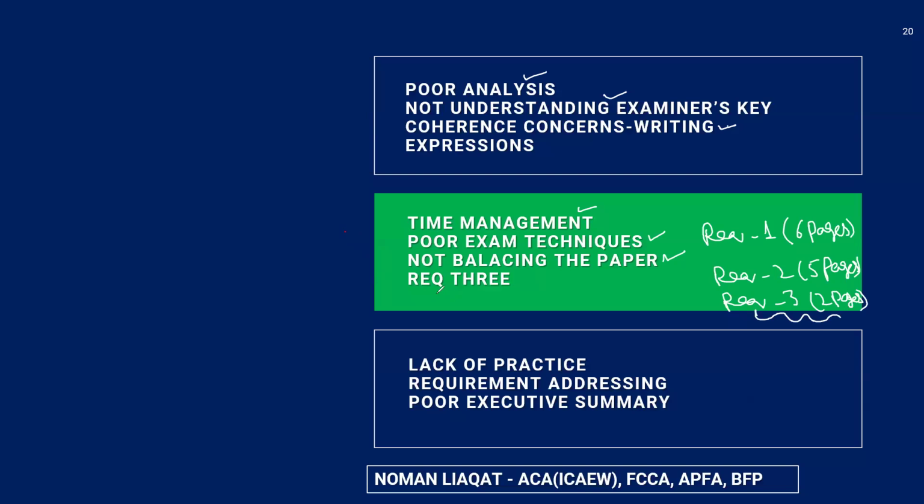And mostly it happens with your requirement 3 because you spend too much time on the first 2 requirements and you do not put a significant, considerable amount of time on your requirement 3. That is the biggest reason. Requirement 3 is the biggest reason of failure. So I will tell you how you have to attempt and how you have to write your answers for particular requirements. We will discuss that in the practice session.